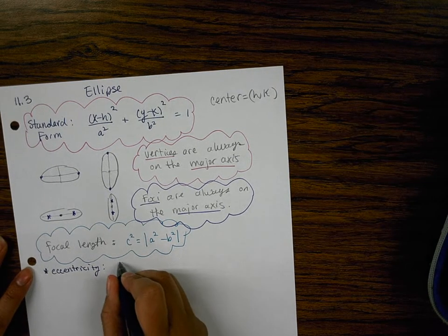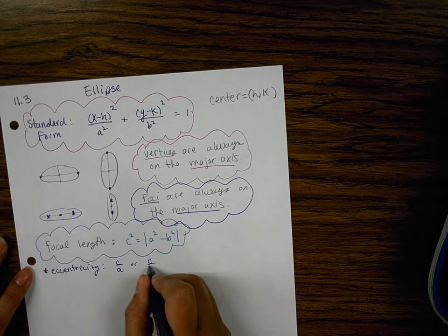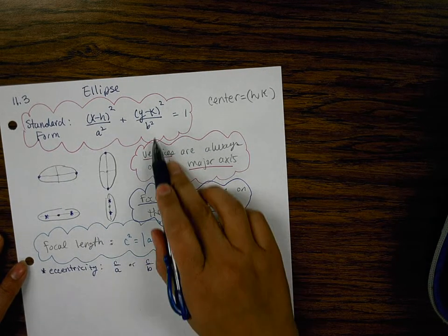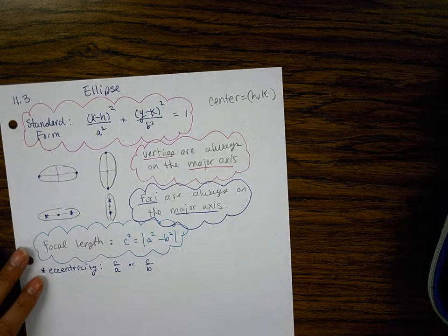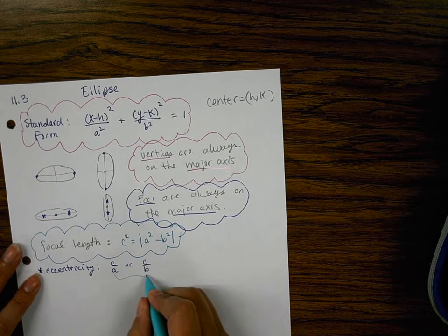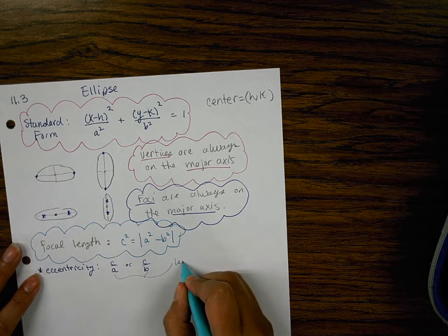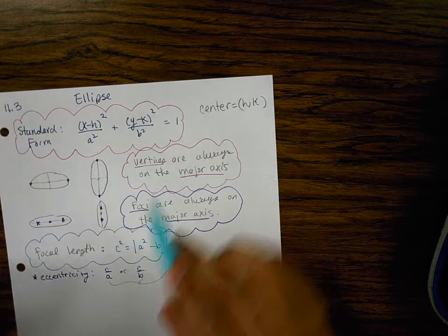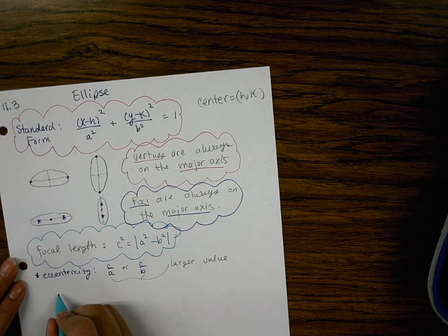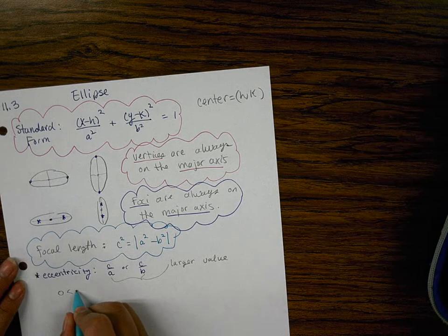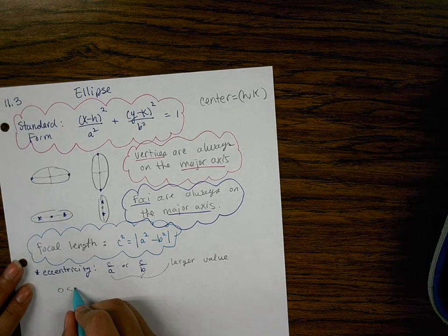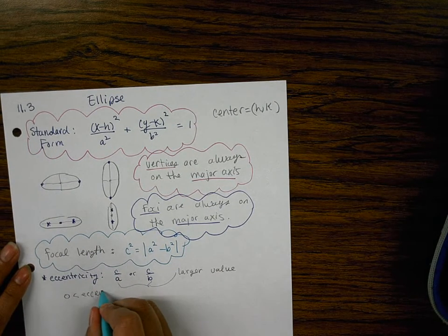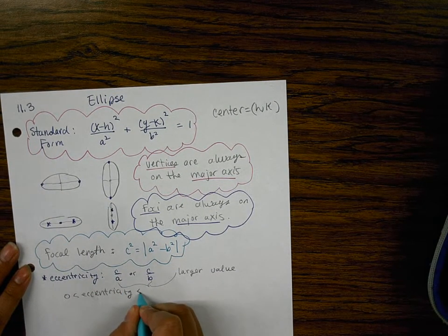Before we graph really quick, you also need to know what eccentricity is. Eccentricity is c over a or c over b, c being your focal length divided by your a value or your b value. How do you know which one to use? You always use the larger one. So a or b, you use the larger value. We'll talk about it as we go. You should know that eccentricity is always between 0 and 1. It's never going to be smaller than 0 or bigger than 1.